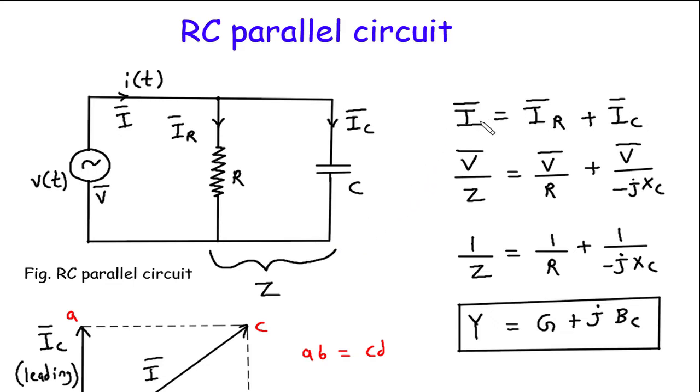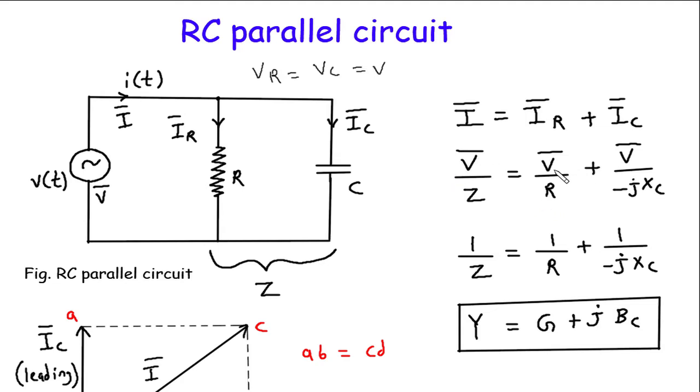Now from this equation we can say that I is equal to V by Z. IR is equal to VR by R, but VR is equal to VC is equal to V. So here we can write V divided by R plus IC is VC divided by minus jXC. So in place of VC we can write V divided by minus jXC, where XC is the capacitive reactance, and this 1 by minus j represents the current is leading in the capacitor.